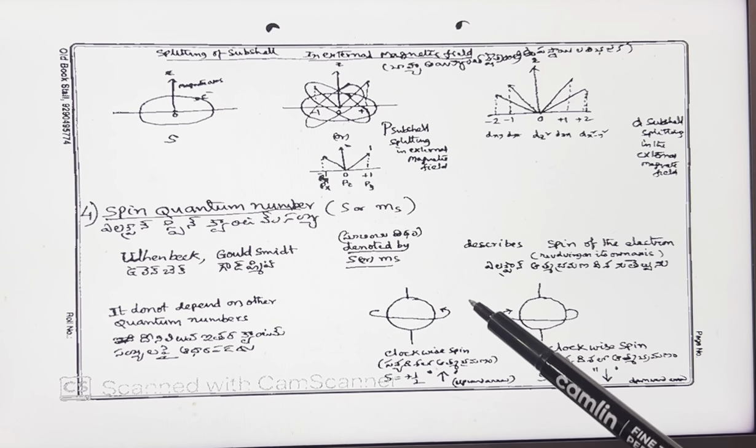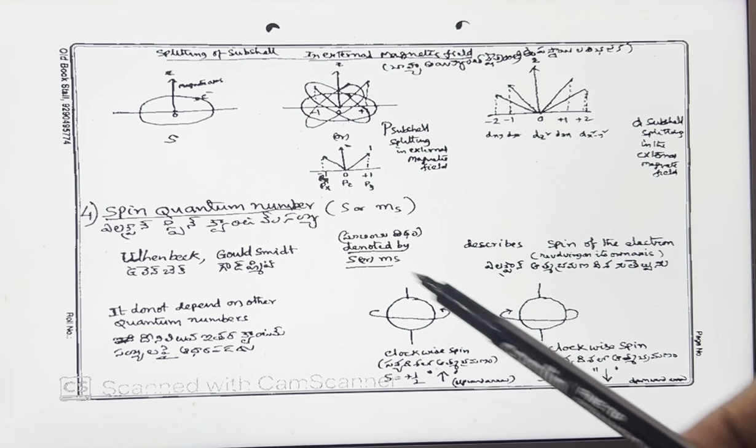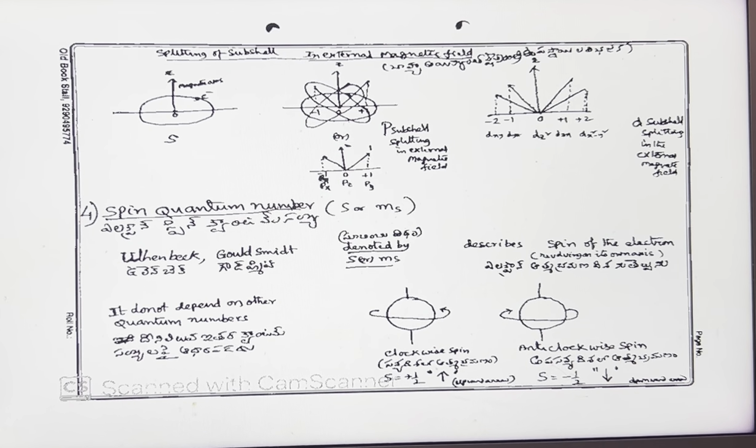This quantum number tells only about the electron; it does not depend on the other quantum numbers. The spin quantum number describes only the spin of the electron. It won't depend on whether the electron is in the first, second or third orbit, in the s subshell, p subshell or d subshell. Anywhere the electron is, it is the same.